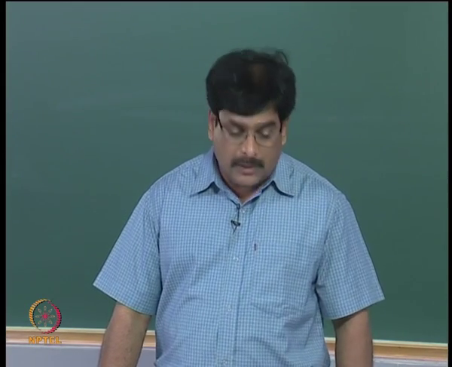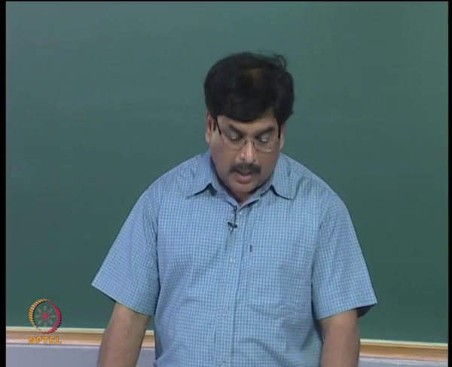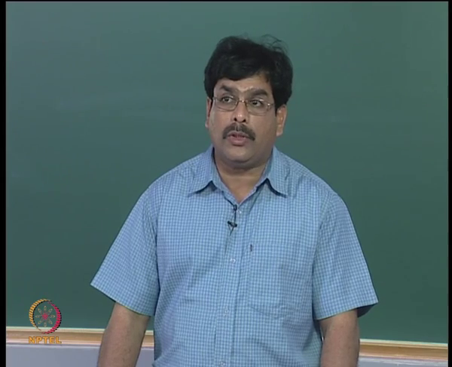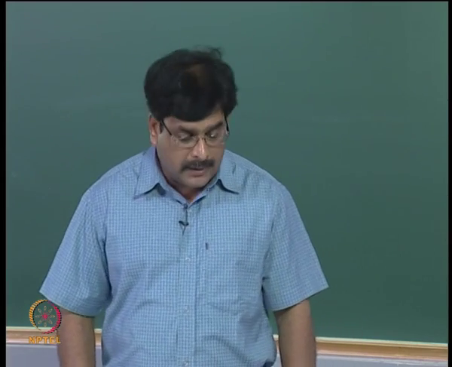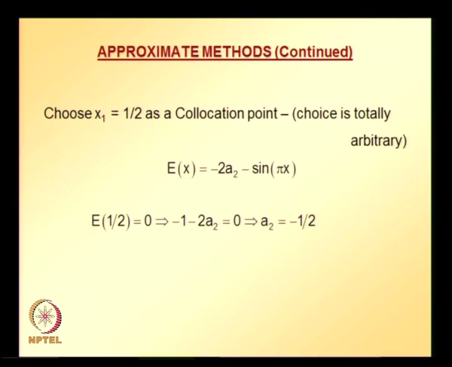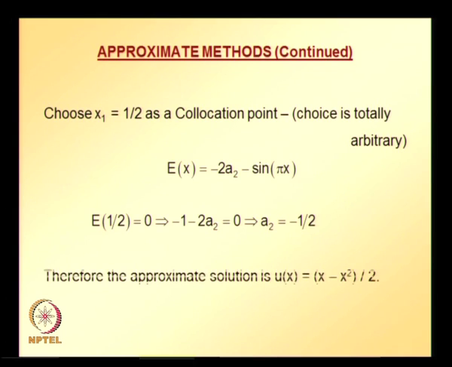the residual is given by this, we already noted this. So, now substitute in this x is equal to 0.5 and force the residual to 0, we get one equation, one unknown. We can solve for A2, and then once we get A2 we can substitute this into the admissible trial solution to get the approximate solution. So, the approximate solution using collocation method turns out to be x minus x square divided by 2.